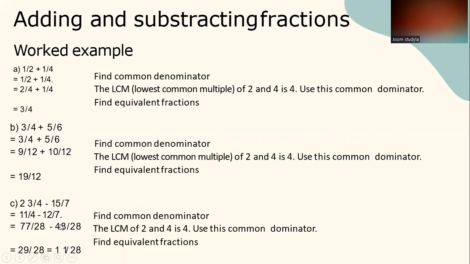So in this case, the lowest common multiple of 4 and 7 is 28. So use this common denominator to find equivalent fractions.